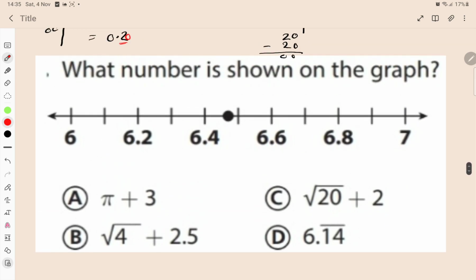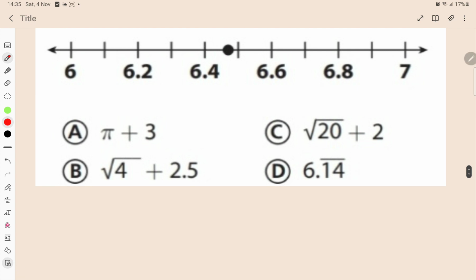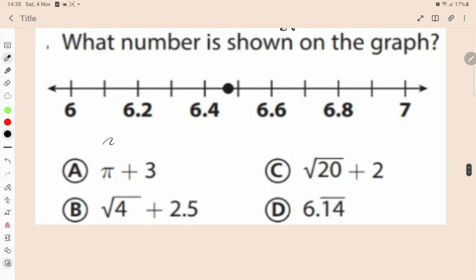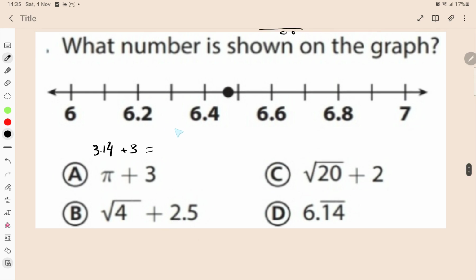What number is shown on the graph? In this question, we want to solve it in detail. Pi is the same as 3.14, plus 3. Let's add. 3 is the same as 3.0. 4 plus 0 is 4, 1 as it is, keep the decimal point, 3 plus 3 is 6. So it is 6.14. If this is 6.2 and here is 6.1, 6.14 would be here. So this is A.